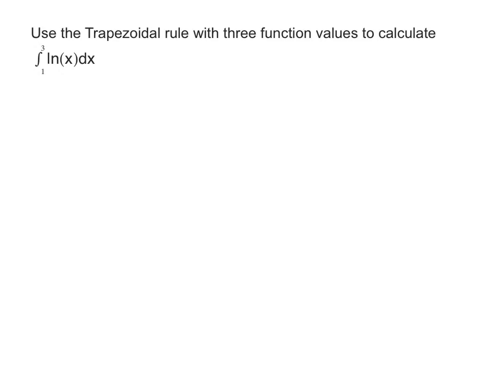Okay, we've got to use the trapezoidal rule with three function values to calculate the integral of log x. Now that's ln x. We'll cover this next year, but that's the natural log of x. On your calculator, that button says ln. The other button that says log is log base 10. And we've got to estimate that between 3 and 1.